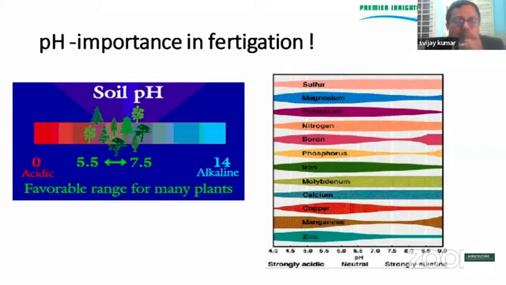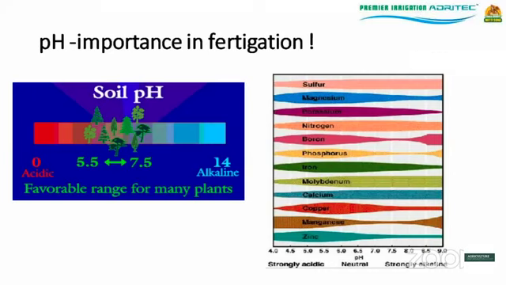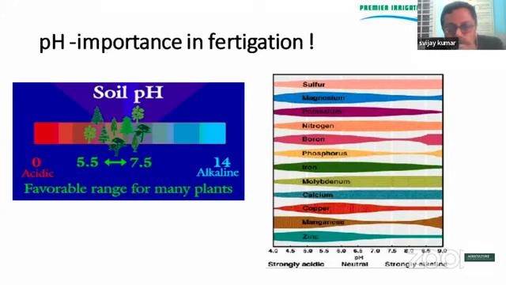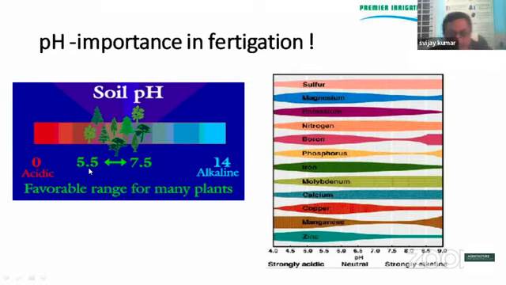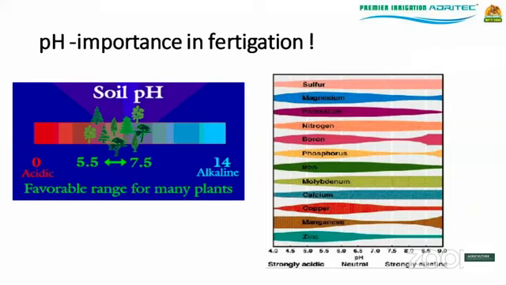Another important point that we need to keep in mind is the pH importance for fertigation. All of us know that 7 is neutral on the pH scale, 0 to 7 is acidic, and 7 to 14 is alkaline. Most of the major, minor, and macro nutrients, as you can see from the chart, whether it is phosphorus, nitrogen, or potassium, are very easily available in the range of 5.5 to 7.5. So this is the favorable pH range, which is generally suitable for fertigation.